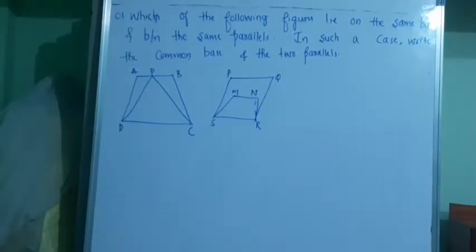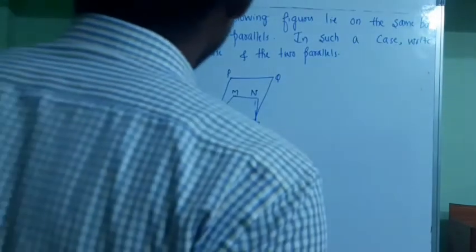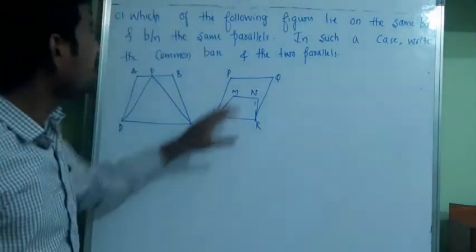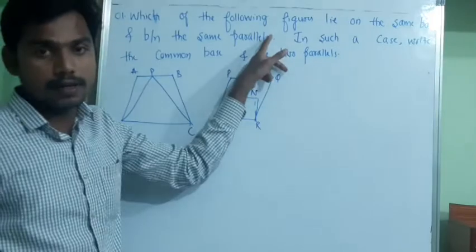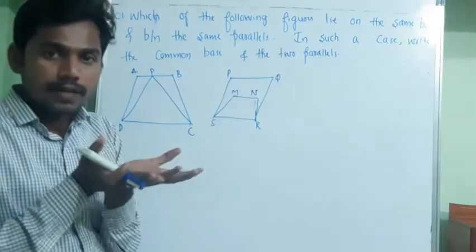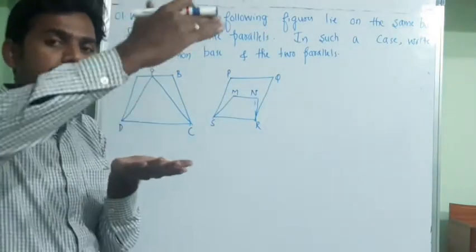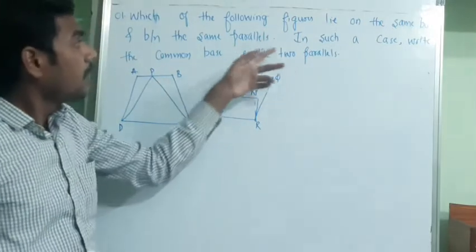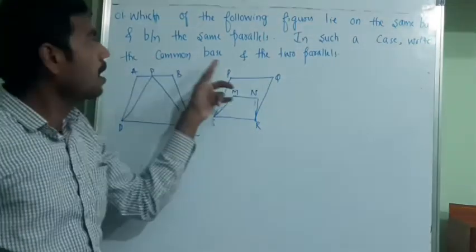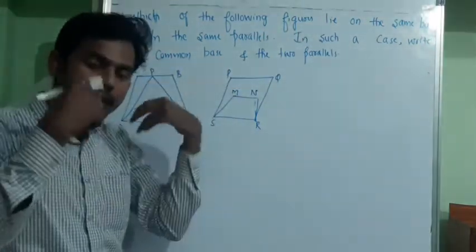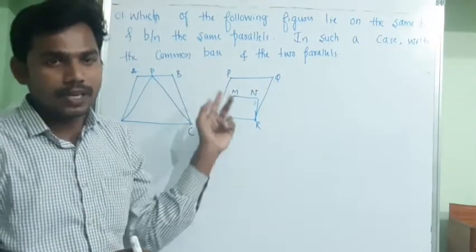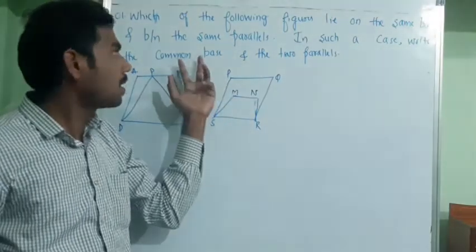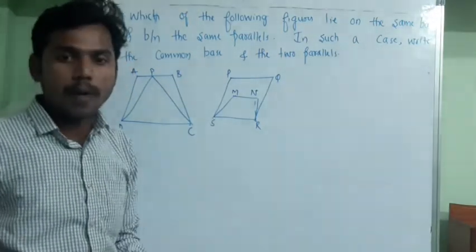So exercise 9.1, the first question, only one main is there. Which of the following figures lie on the same base and between the same parallels? They should lie on the same base and between the same parallels. In such a case, if the given figure satisfies that condition, you should write the common base and the two parallels.